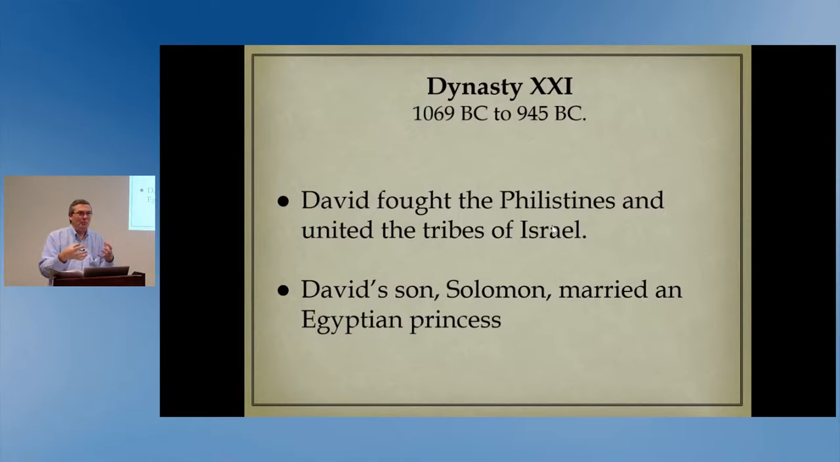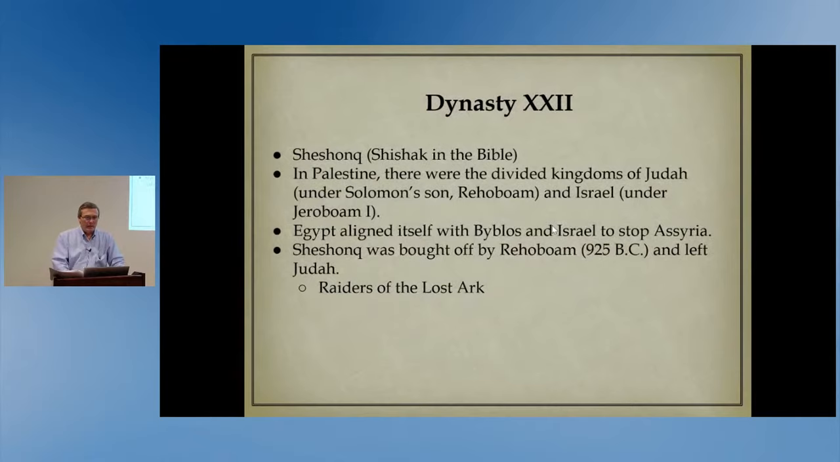And so David fought the Philistines and united the tribes of Israel around the 21st dynasty. David's son Solomon married an Egyptian princess. Dynasty 22. This is where we have Shishak, the Pharaoh we think is probably the Shishak of the Bible. And we had divided kingdoms by this time, where Rehoboam has the kingdom of Judah and Jeroboam has Israel. You've got these issues of whether Egypt is going to align itself with Israel, or with Assyria, or what's going to happen.